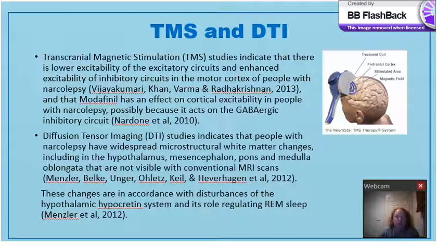Diffusion tensor imaging studies indicate that people with narcolepsy have widespread microstructural white matter changes, including the hypothalamus, mesencephalon, pons, medulla oblongata, and that are not visible with conventional MRI scans. These changes are in accordance with the disturbances of the hypothalamic hypocretin system and its role regulating REM sleep.